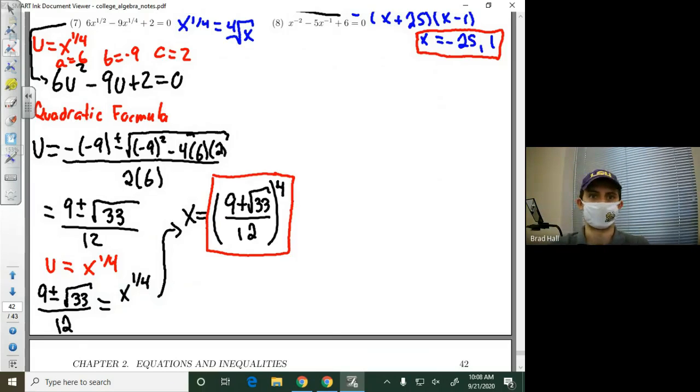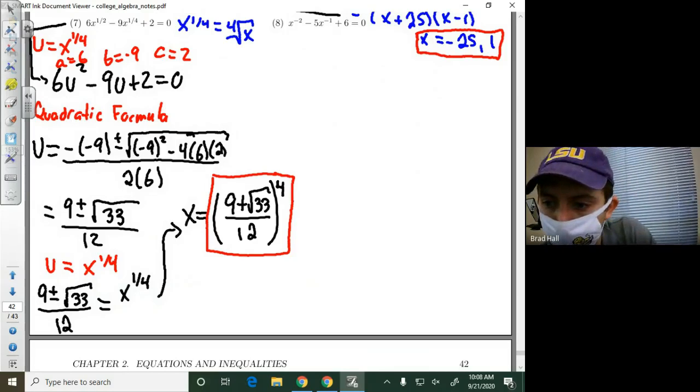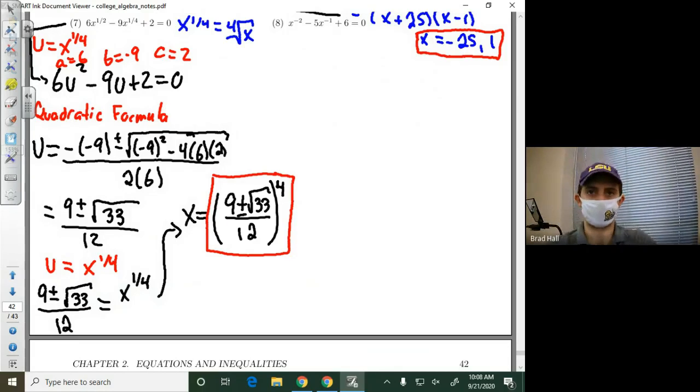So that is the answer you put into MyMathLab with the minus as well. There is a plus or minus symbol in MyMathLab that you can utilize. It's not a very pretty answer, but that is what you put in.